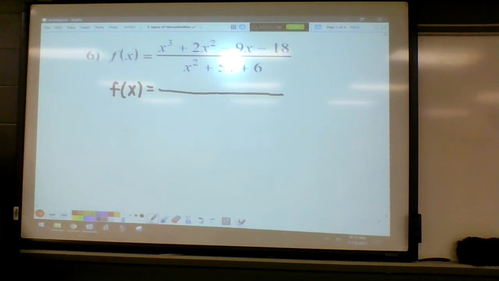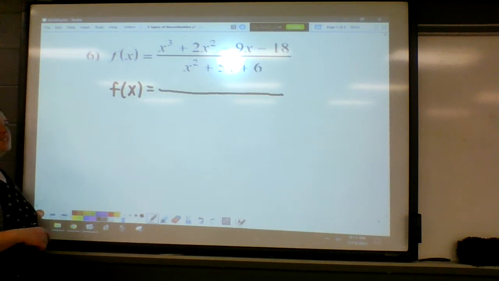Did you all start with the numerator or the denominator when you factored? Denominator, numerator, numerator. It really doesn't matter, right? You can start with either one. Sometimes you like to take the hardest one, get rid of that one first, right? Or sometimes just the easier one. So let's go ahead. We'll start with the denominator.